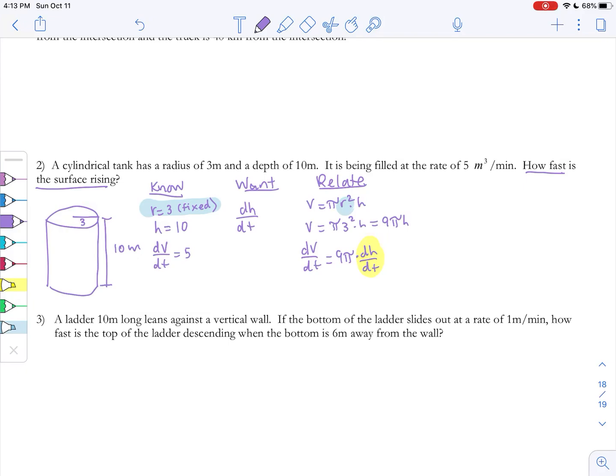Also pay attention to the fact that dV/dt is positive 5. And the reason for it being positive 5 is that we're filling the water, so the volume is growing. So sign does matter as well when we're considering the rate of change. So we have here dV/dt is 5, equals 9 pi times dH/dt. So solving for dH/dt, we get dH/dt equals 5/(9 pi). And the unit of measure would be meters per minute.